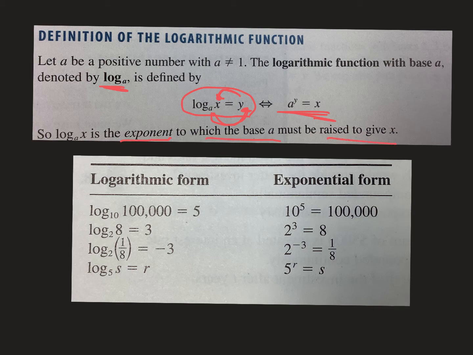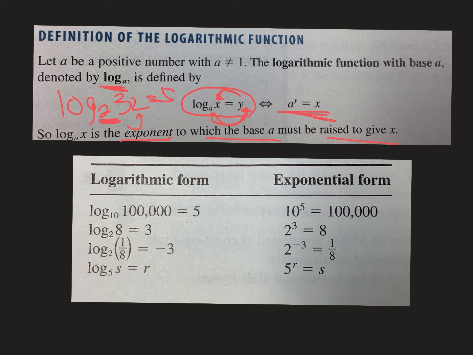So basically when you see a log, you're going to see stuff like, what's log base 2 of 32? They're asking you, what power would you raise 2 to get 32? That's what the log is saying. What power would you raise this base to get 32? Which would equal 5 in that case, by the way.